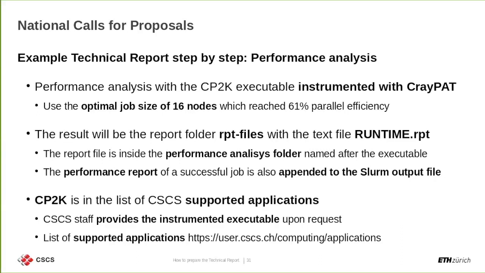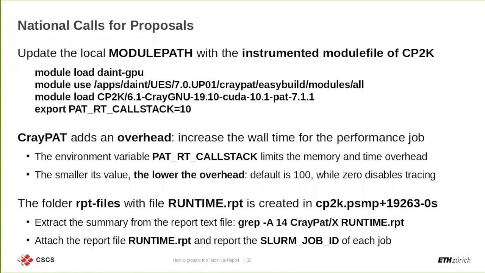With the CrayPat tools, we use 16 nodes to run, and the result of this run will be a folder called RPT files that will hold the runtime report, runtime.rpt. The report file is inside a folder that you will find in your working directory, and the performance report will also be appended to your Slurm output file. So if you cannot find the runtime.rpt, you can still scroll down your Slurm output file and you will find the same report. Since CP2K is in the list of the supported applications, we provide the instrumented executable upon request. You can find a list of supported applications at the link to the user portal at the bottom of this page. Now let's go through the steps.